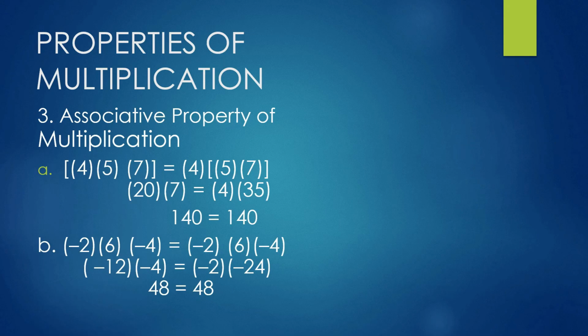So for B, we have negative 2 multiplied by positive 6 multiplied by negative 4. So we have negative 12, that is the product of negative 2 and 6. Then the next one is positive 6 multiplied by negative 4. The product is negative 24. Finding the product of negative 12 and negative 4, the answer is positive 48. Finding the product of negative 2 multiplied by negative 24 is equal to positive 48 also.